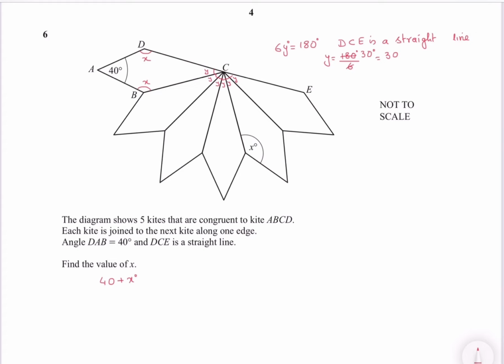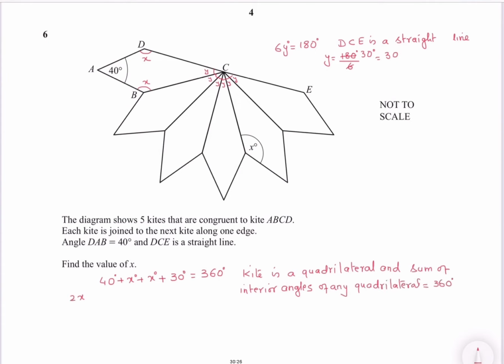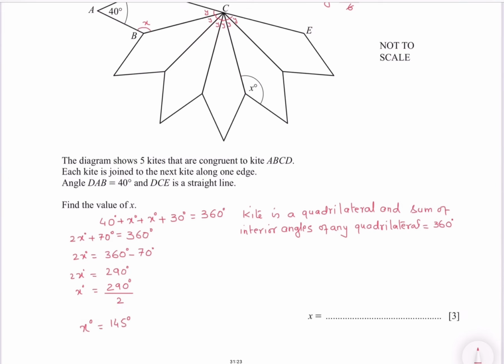Now 40 plus x plus 30. In place of y, I am writing 30 degrees. This is equal to 360 because a kite is a quadrilateral and the sum of interior angles of any quadrilateral equals 360. So simplify to find the value of x. So x is 145.